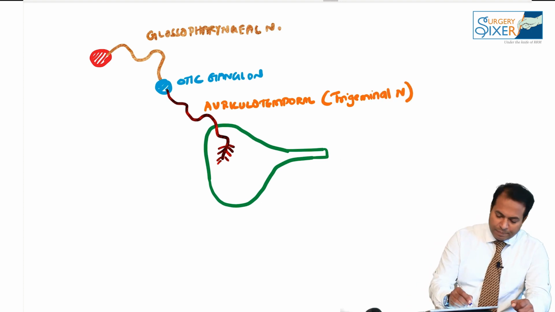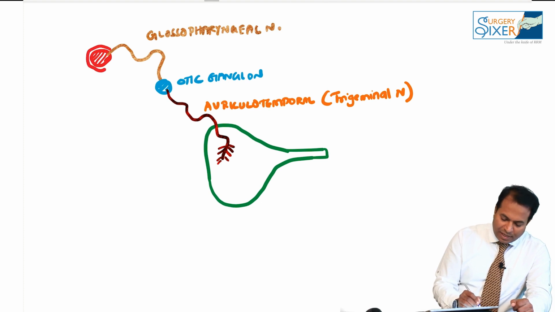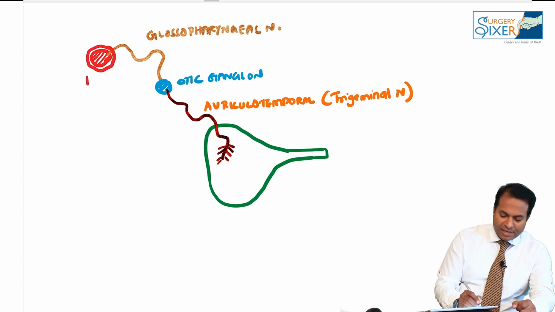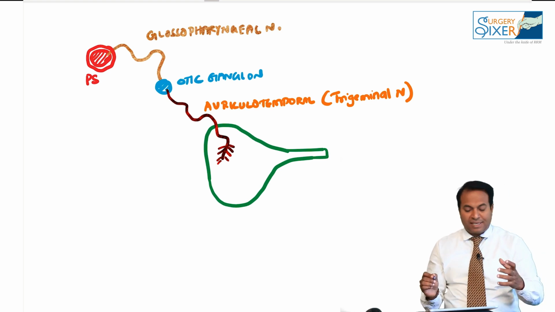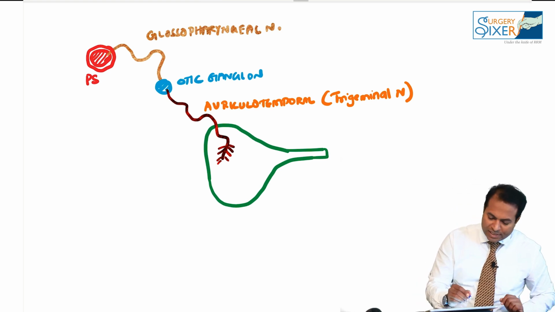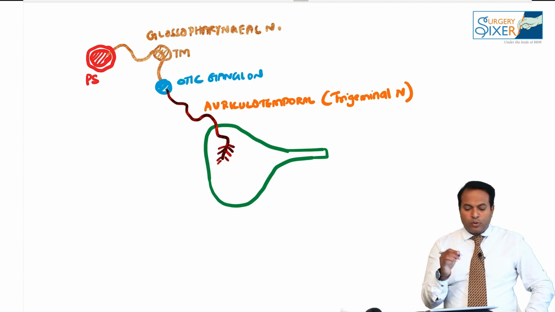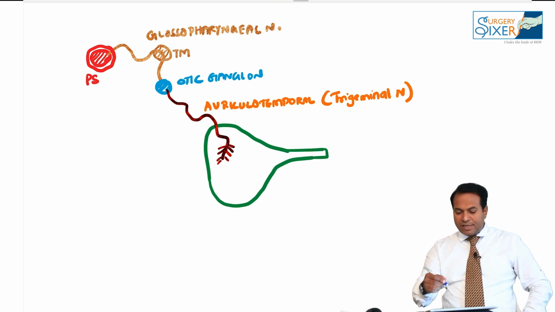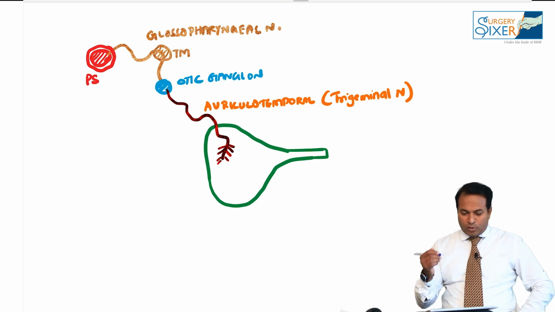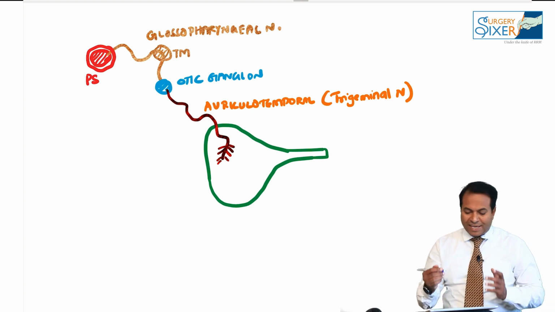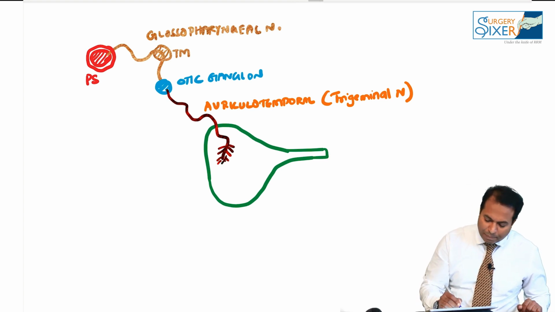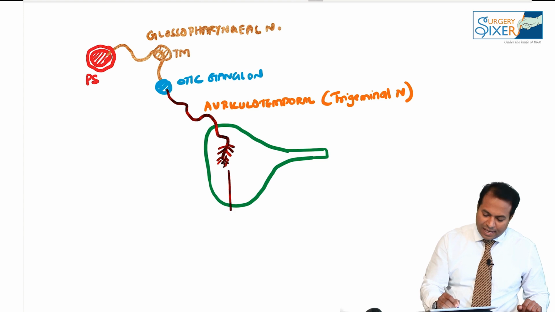So please don't forget, we have the salivary nucleus from which the parasympathetic nerves, this is the parasympathetic supply, go through the glossopharyngeal nerve, which is very closely going through the tympanic membrane. This is the tympanic membrane, and it is going to the otic ganglion, and from the otic ganglion it descends through the postganglionic auriculotemporal nerve, which is a branch of the trigeminal nerve, and supplies the parotid gland, and this increases salivary flow, increases salivary secretion.